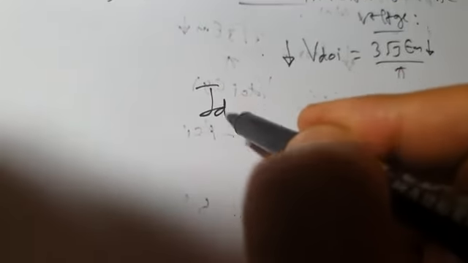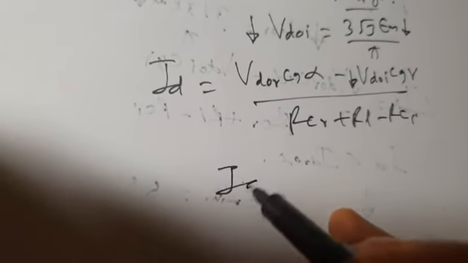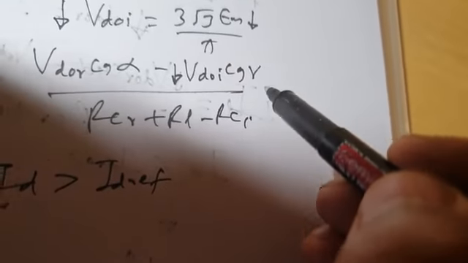And what is your ID? ID is equal to VDOR cos alpha minus VDOI cos gamma by RCR plus RL minus RCI. Since inverter side voltage has dipped, VDOI has dipped, so what will happen to current? Current will increase and it will become greater than IDREF. So the controller will now quickly come into action. What is the first control action the controller would have taken? It would have reduced gamma.